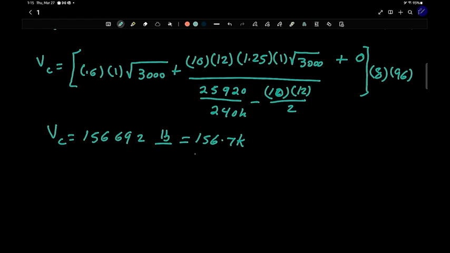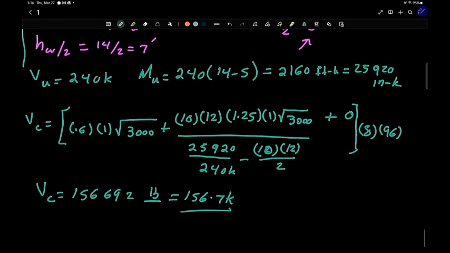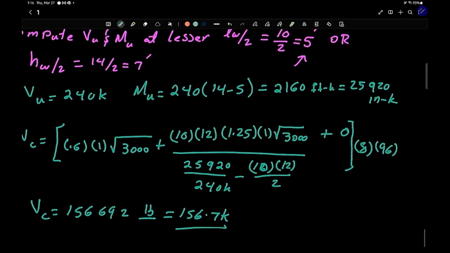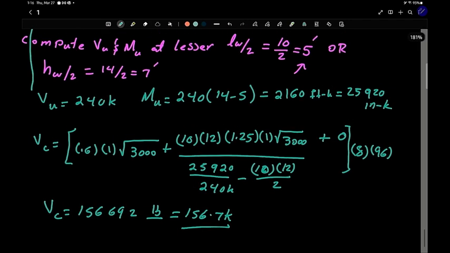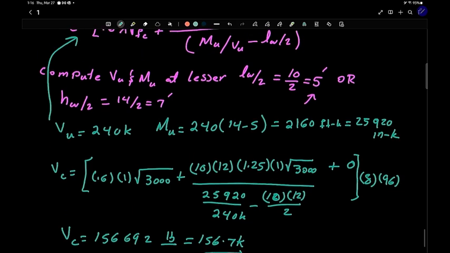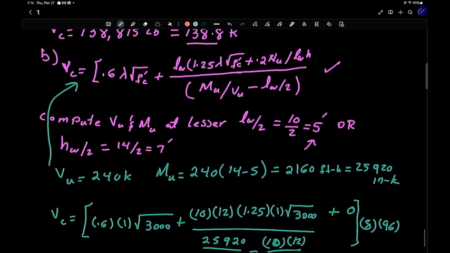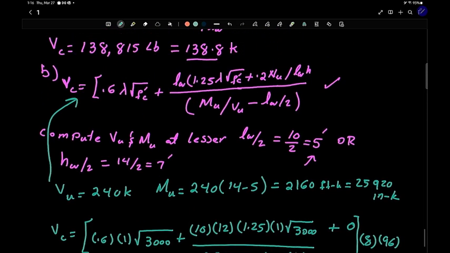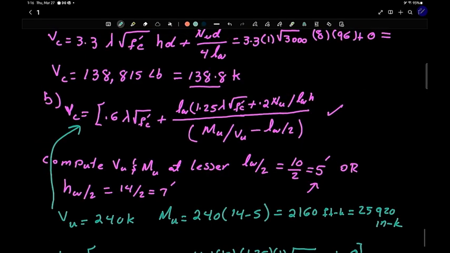So we're going to get 156 kip, and the other one was the lesser of the two. So that's our φVc. The other Vc came out to be 138. So this one controls right here.